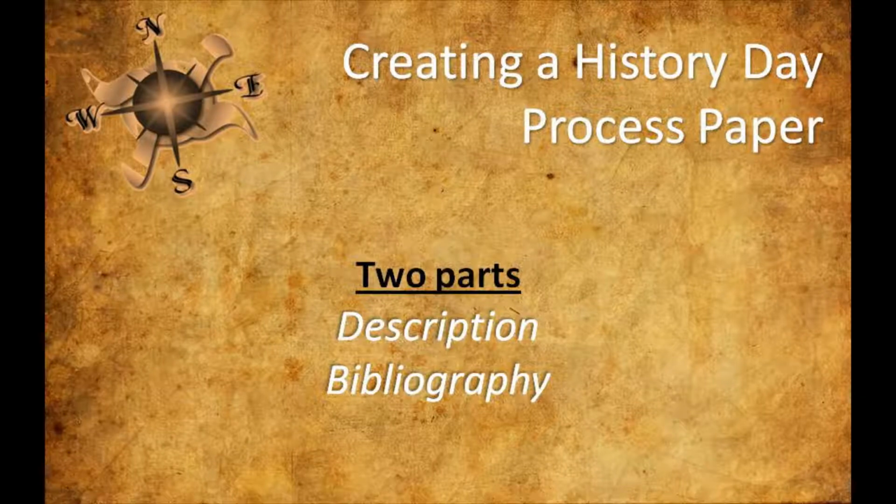The first part of the project that we see is the process paper. It's a telling of how the project was done. The process paper has two major parts, the description and the bibliography. The description is your opportunity to tell your observer why your project is something worth looking at. The bibliography is how you tell your observer where you found your information.